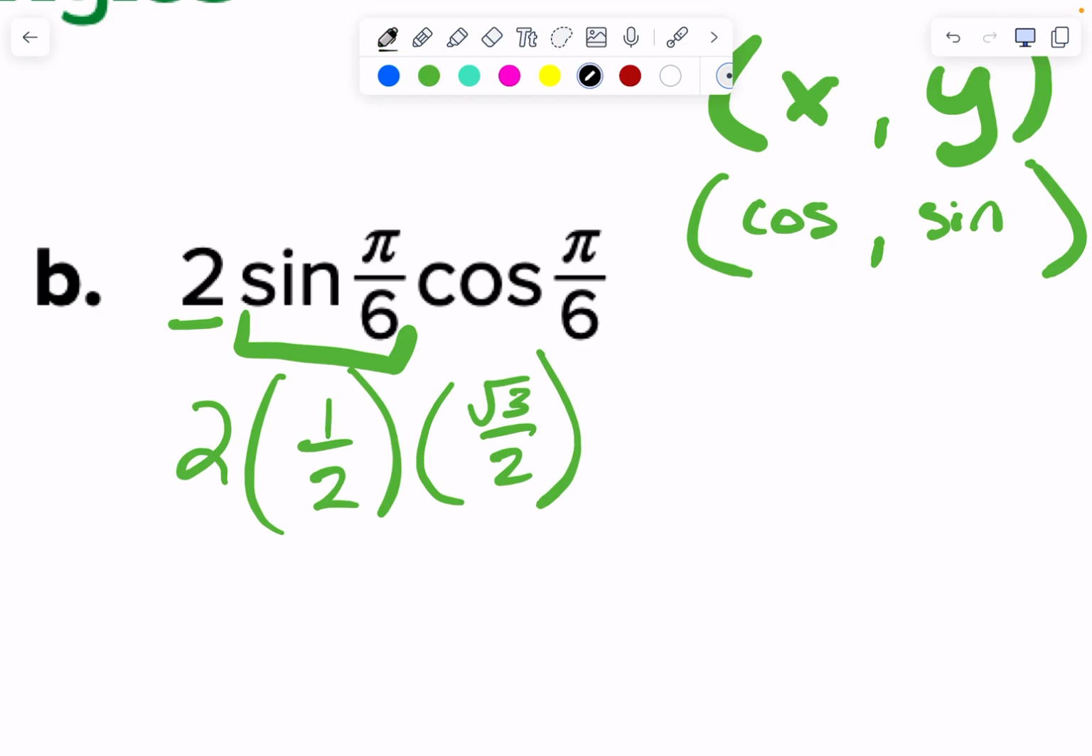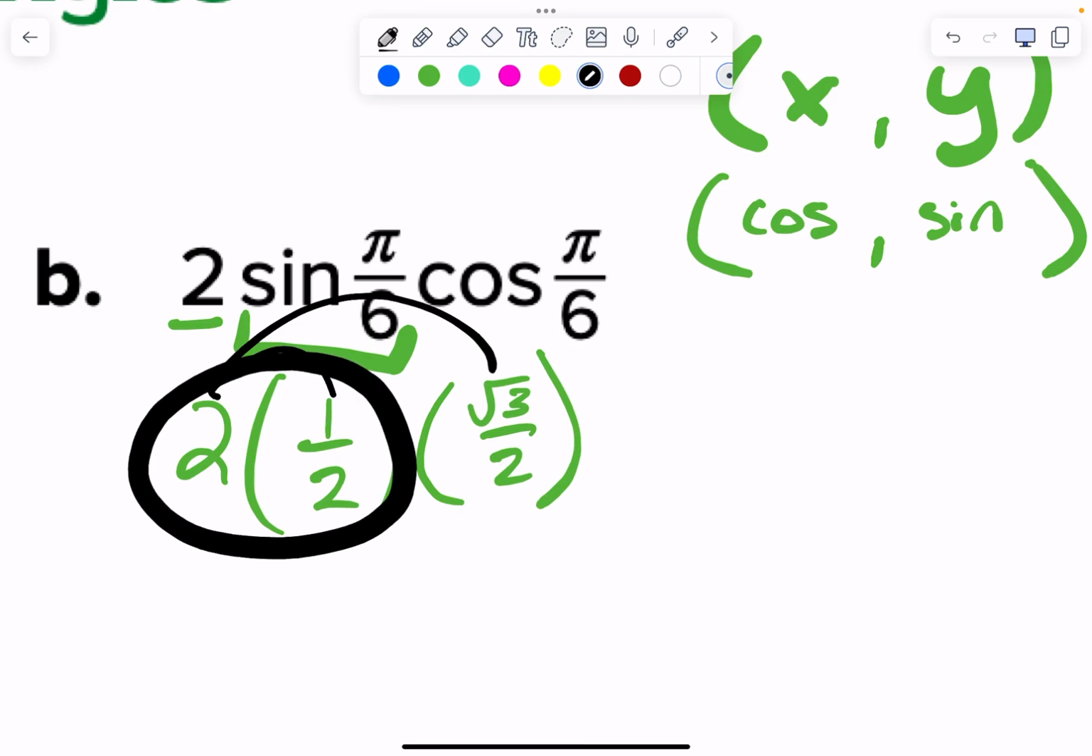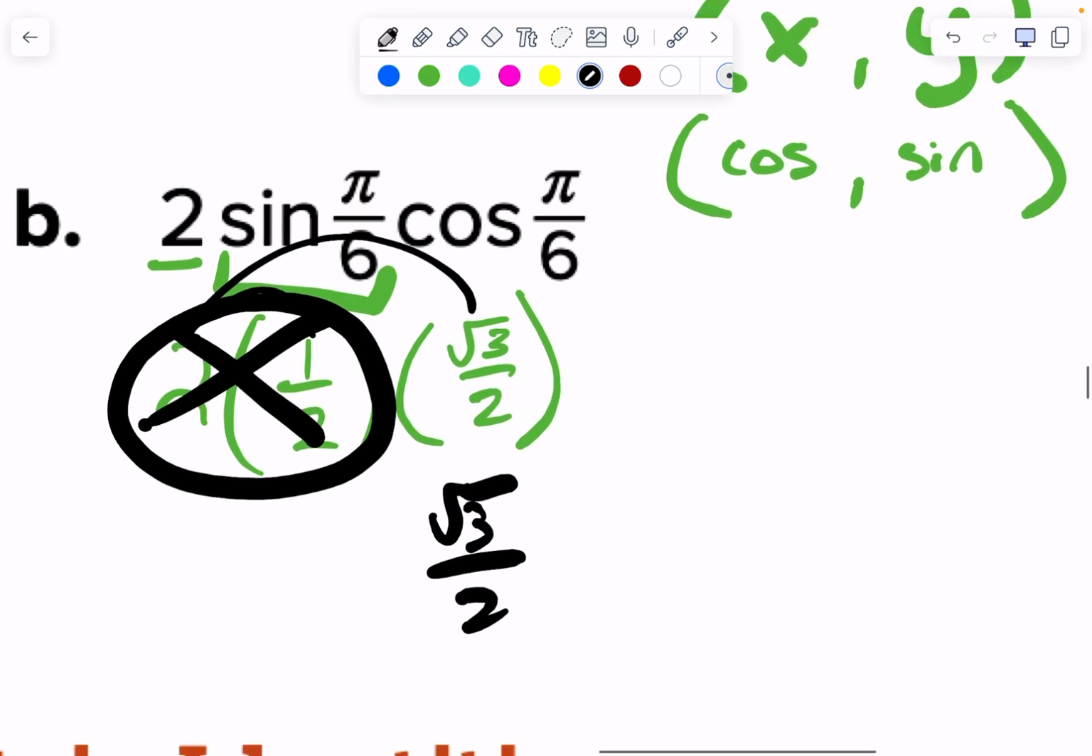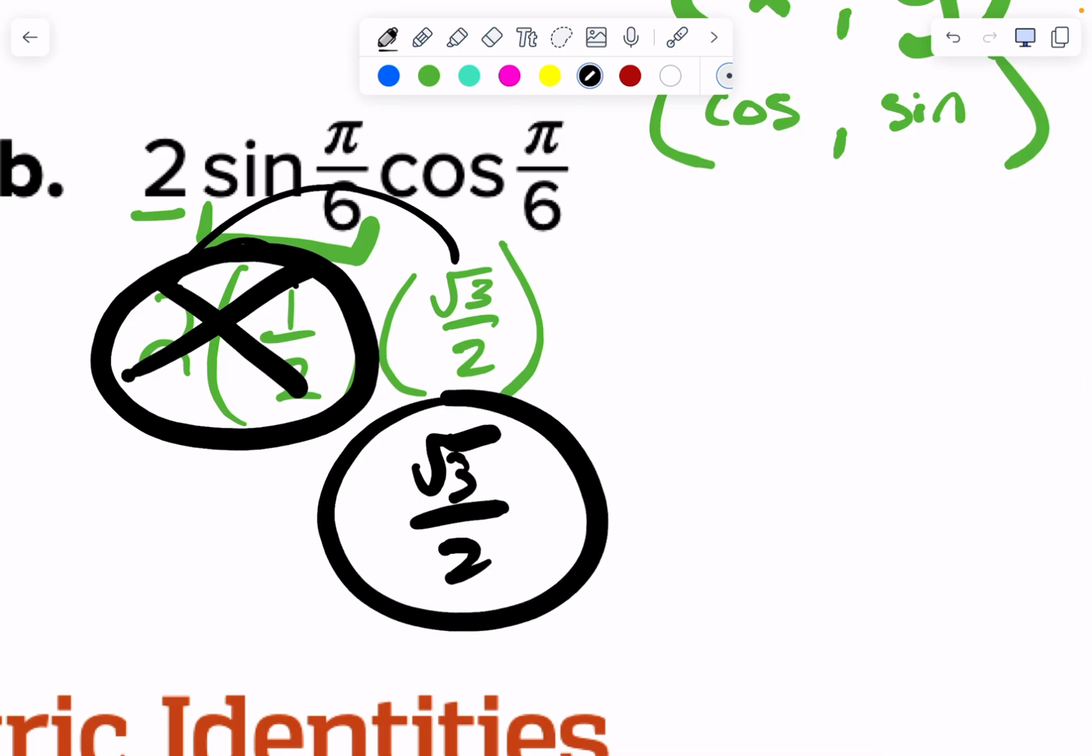Distribute the 2? Well, you don't distribute it through like this. You would just take 2 times a half. That's just going to cancel. So the answer is just square root of 3 over 2. Do you see why we don't distribute? Square root of 3 over 2.